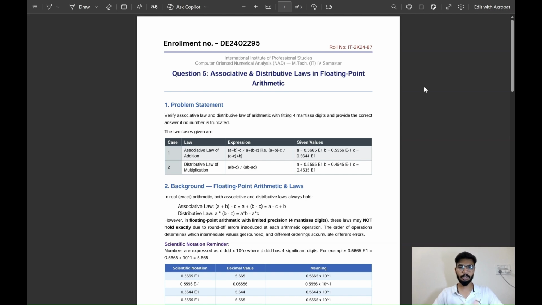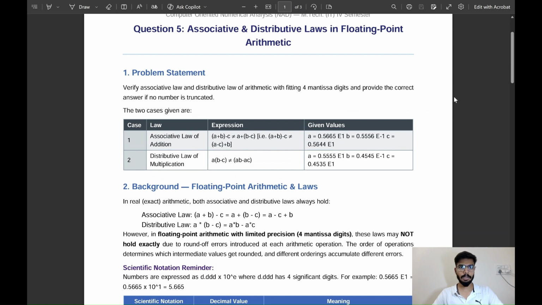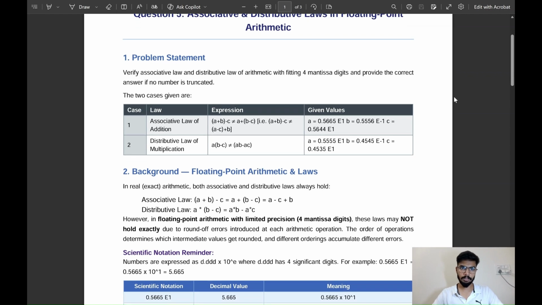Today we are going to see question number 5 of internal 1 of NAD. Previous questions we have seen in our old videos. In this we will see question number 5. See what our question is saying. Verify associative law and distributive law of arithmetic with floating point for 4 mantissa digits, and provide the correct answer if no number is truncated. Here two cases are given, case 1 and case 2, with the associative law and distributive law expressions and the values given here.